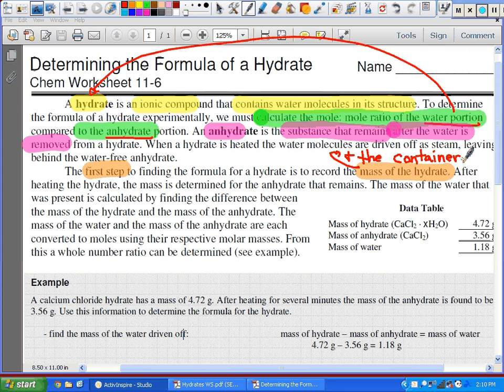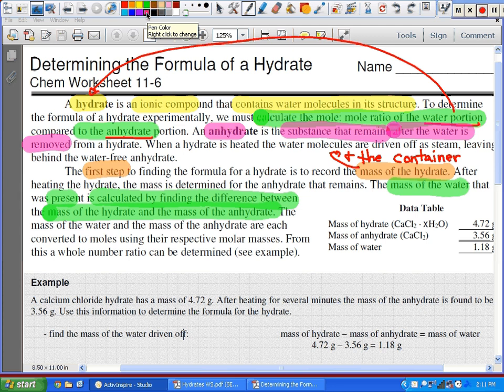So number 2, after heating the hydrate, the mass is determined for the anhydrate that remains. The mass of the water present is calculated by, so this is what I want you to highlight, mass of the water present calculated by finding the difference between the mass of the hydrate and the mass of the anhydrate. You've already seen that. I've already showed you that. You yelled at me the answer, everybody did, and you knew what it was. And here's again, this is restating a fact we've already stated earlier. Once you have the masses, change color, what do you have to do with those masses? The masses are converted to moles.